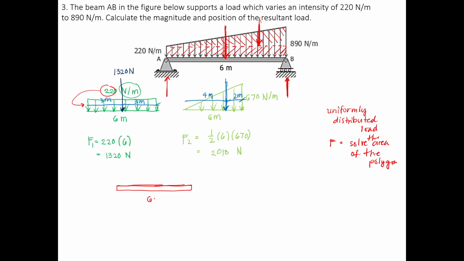Okay, so let's say this is 6 meters. Let's say this is the resultant force of the triangular load. And then this one is the force of the rectangular load and then the triangular load. So this one is 2010. This one is 1320. So 3 meters, 2 meters, and then this one is 1 meter. So point A, then point B.